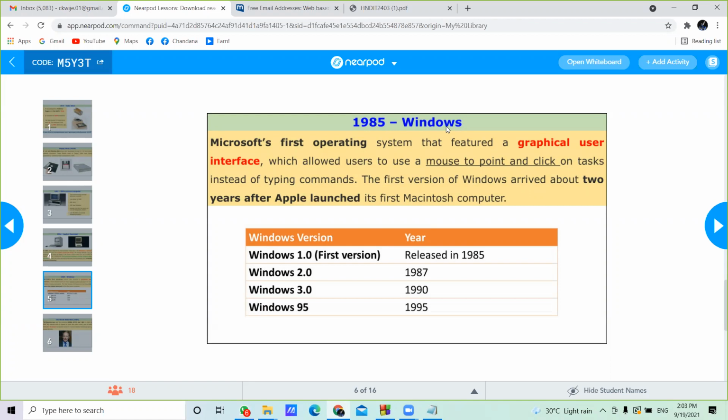Windows 95 is one of the most popular operating systems of the 1990s. The other one is Windows 98, also very popular at that time. After that, Windows 2000, Millennium, 2003, XP, then 2007. In that way, they introduced many versions under the Windows operating systems.